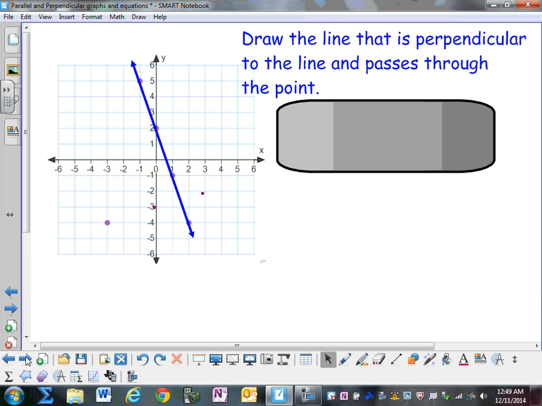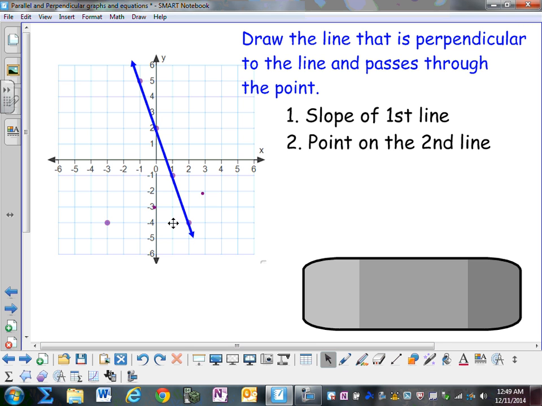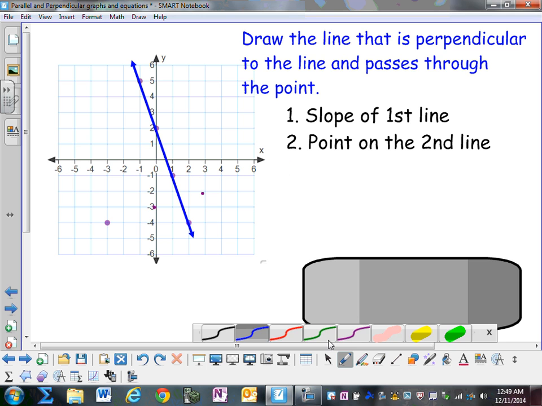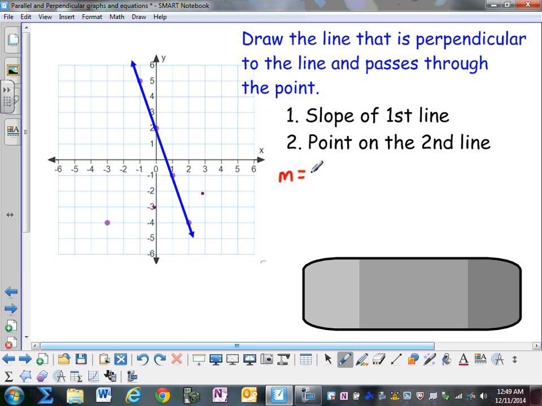Draw the line that is perpendicular to the line and passes through the point. So in order to draw the perpendicular line, I need two pieces of information. I need the slope of the first line and the point on the second line I'm drawing the line through. Now, the slope of the first line here is -3. But since I'm drawing a line that's perpendicular, the slope of the second line is going to be the opposite reciprocal, which is 1/3.